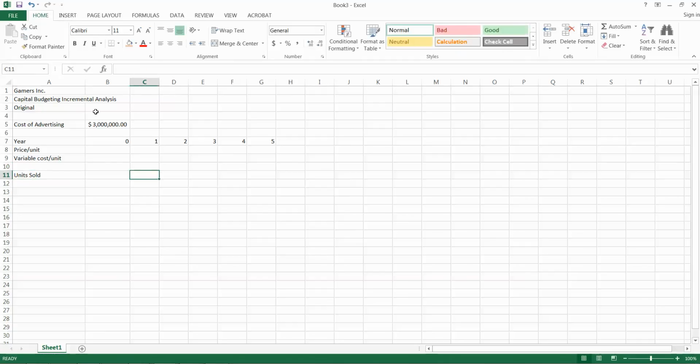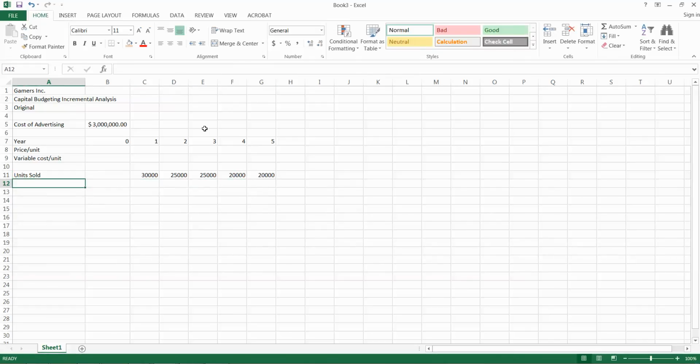So next we've got our units sold, and that's per year. In year 1 we've got 30,000, year 2 25,000, same in year 3, 20,000 in year 4, and again 20,000 in year 5.